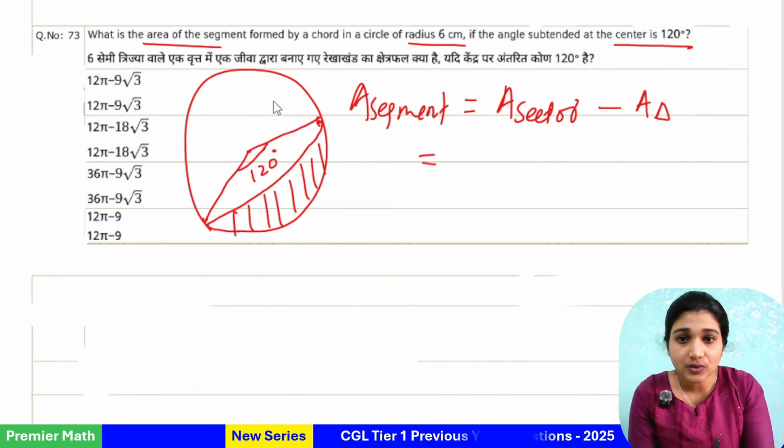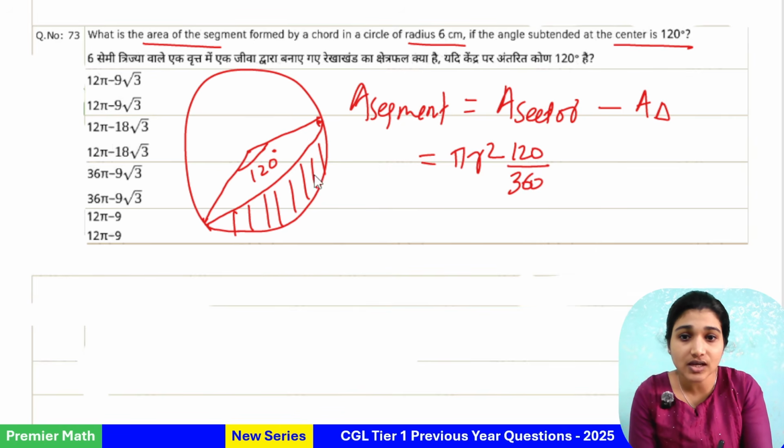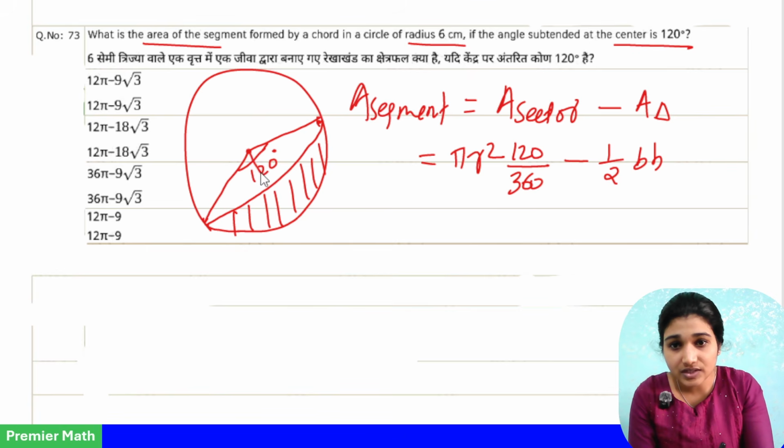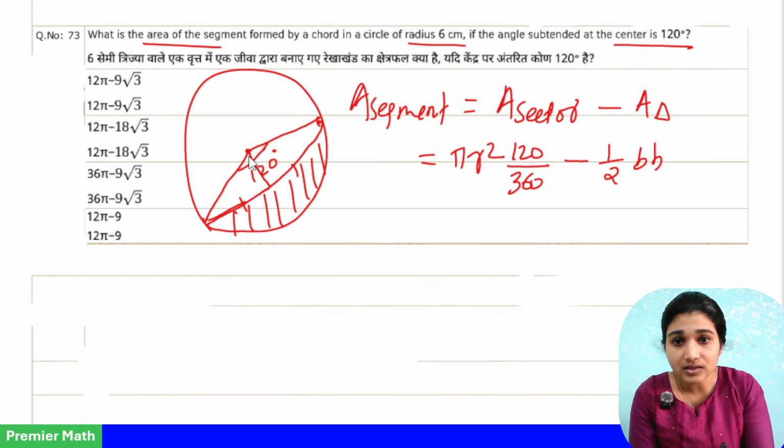Now, the total area of the circle is equal to pi r square, and pi r square is formed by the total 360-degree angle. The area of the sector is formed by this 120 degrees, so 120 out of 360 forms the area of this sector. And here half b h is the area of the triangle. This is the center of the circle, which divides this chord into two equal parts. That is, this is half of the chord and this is also half of the chord, dividing the triangle into two equal triangles.